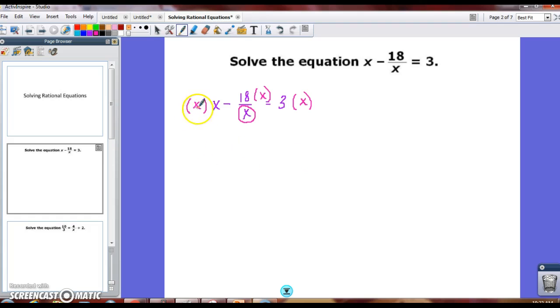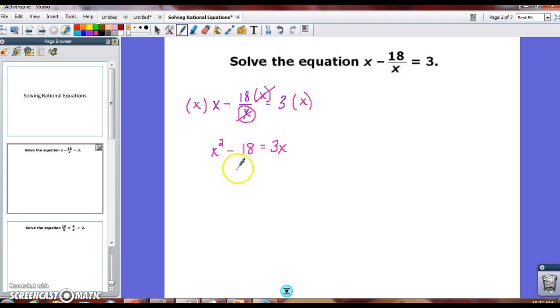Now, here's what happens. Here, I have two x's in the numerator. So I have x times x gives me x squared. Here I have an x in the numerator and an x in the denominator, so those are going to cancel each other out. So now I have x squared minus 18 is equal to 3 times x. So notice I went from this sort of complicated looking equation to one that's very straightforward and something that you've seen before, right? This is just a quadratic equation.